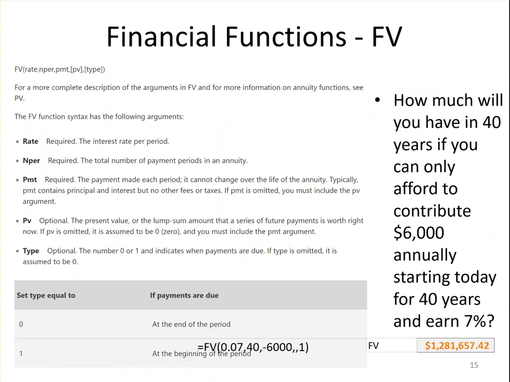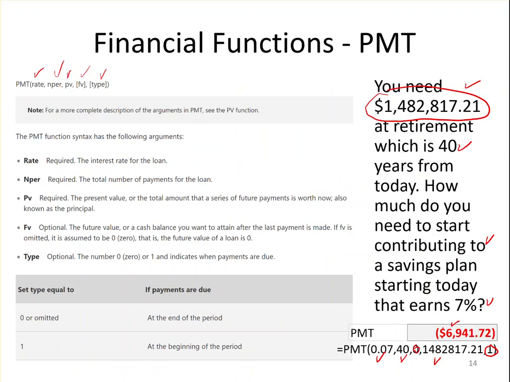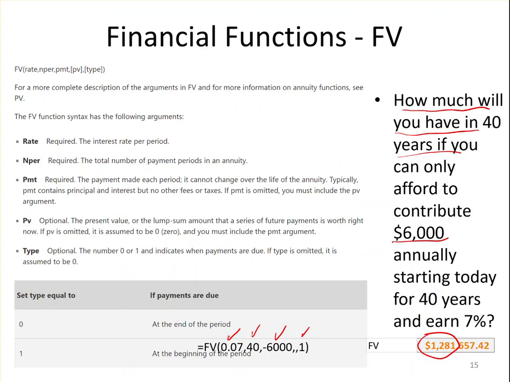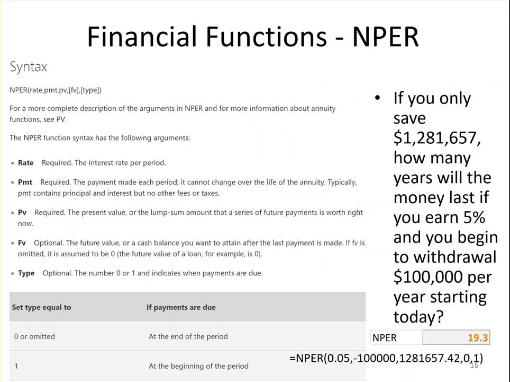Another function is the FV function. How much will you have in 40 years if you can only afford to contribute $6,000 a year starting today? So now I'm going to use the FV function: 7%, 40 years, $6,000 per year, and I put a 1 here for beginning of period contributions. That says I will wind up with $1.2 million, not the $1.4 million from before. And the NPER function, which is the number of periods.